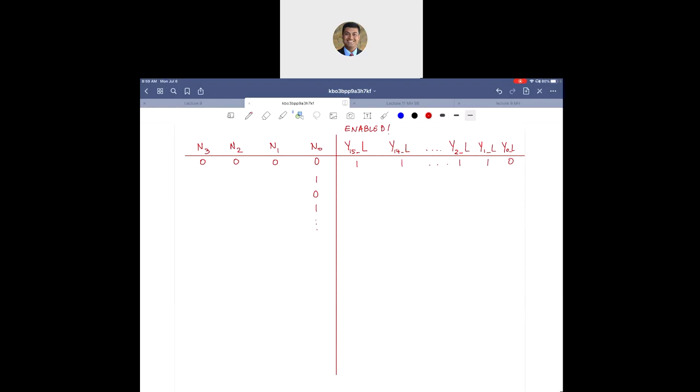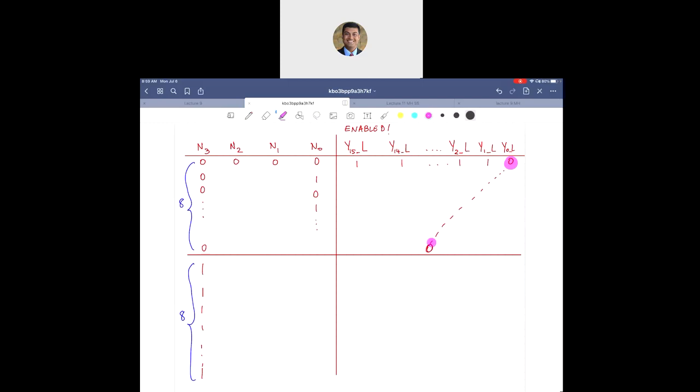But notice what happens at the middle stage. If I divide this up as 8 zeros here and then 8 ones here, how is that 0 going to move? That 0 will keep moving down until there is a stage where you get Y7 underscore L. And for the next ones, it will start with 8 and then go down to 15.